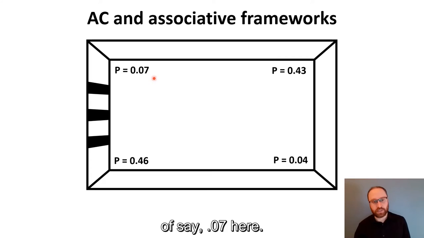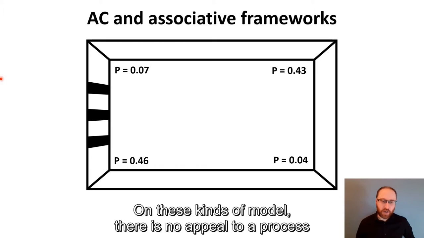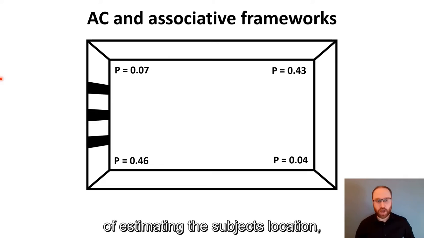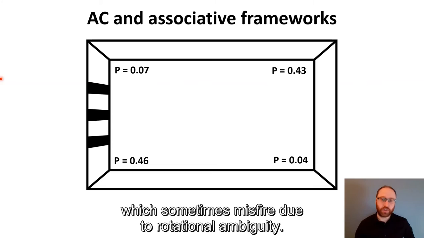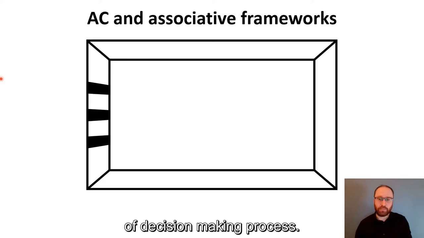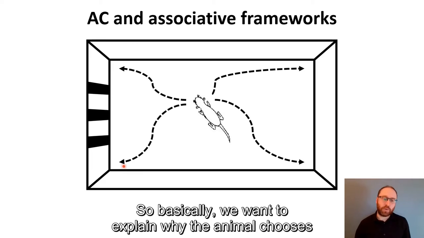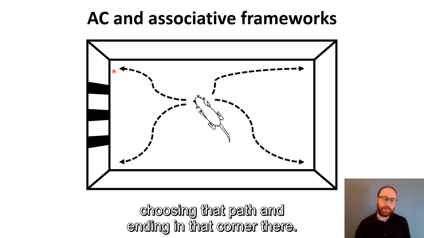So on these kinds of models, there's no appeal to a process of estimating the subject's location, which sometimes misfires due to rotational ambiguity. It's all explained directly in terms of a decision-making process. So basically, we want to explain why the animal chooses this path and ends up in that corner here, rather than choosing that path and ending in that corner there.